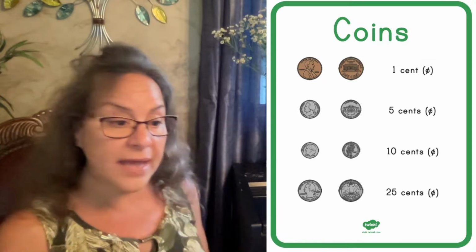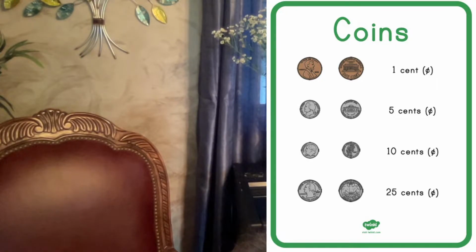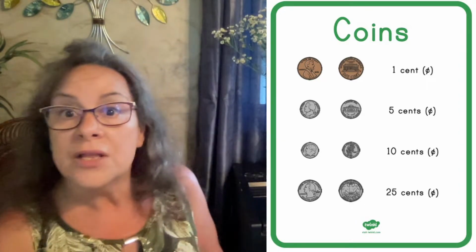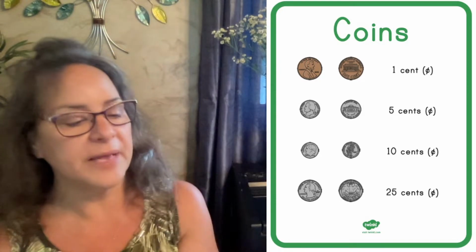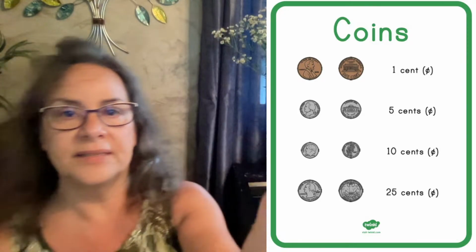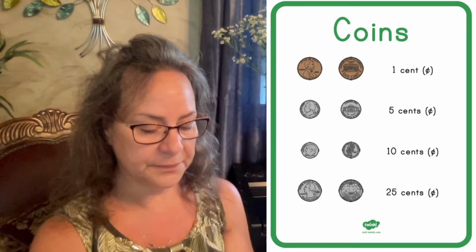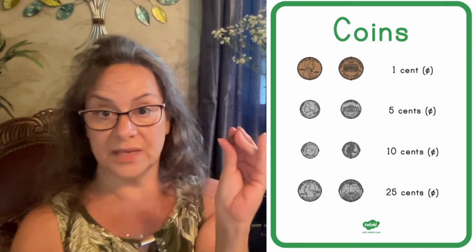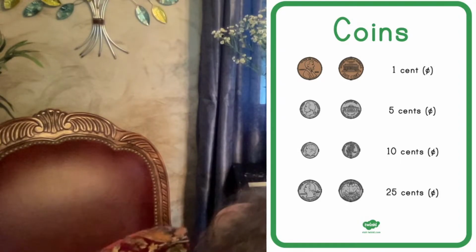So we've got our pennies. Pennies are worth 1 cent. They're like the ones column, right? So there are our pennies. When we stack them up, 5 of them equals a nickel, right?